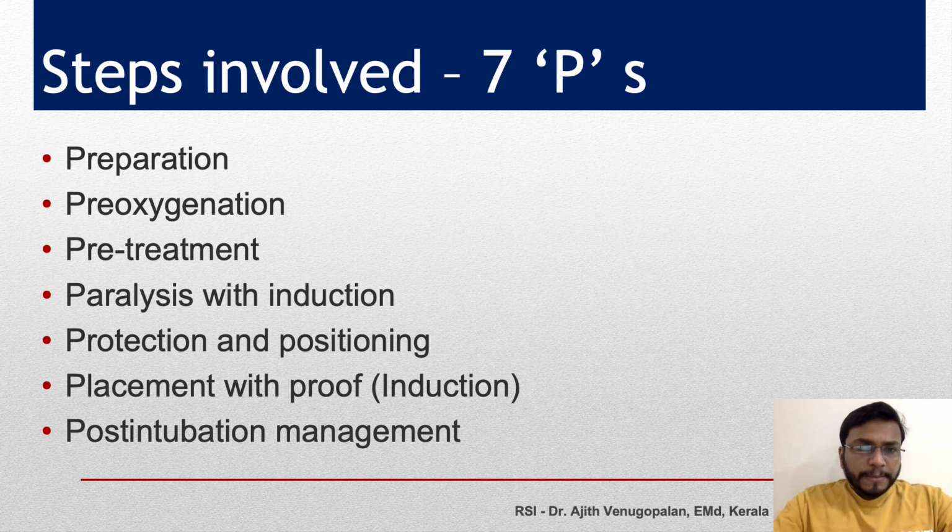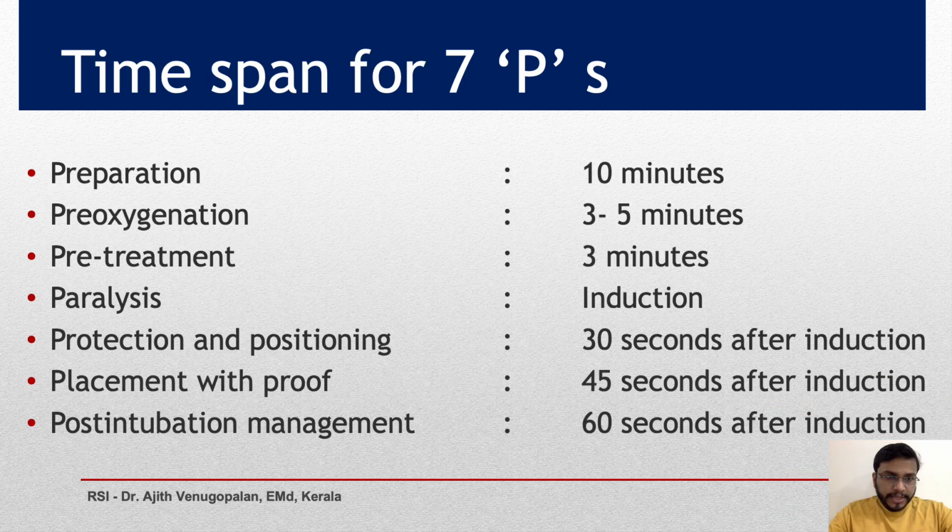Always the 7 steps have to be followed. These are the 7 key steps that you follow for RSI. Step 1 is preparation, 2 is pre-oxygenation, 3 is pre-treatment, 4 is paralysis with induction, 5 is protection with positioning, 6 is placement of the tube, and 7 is post-intubation management. These are the 7 steps that you follow for RSI.